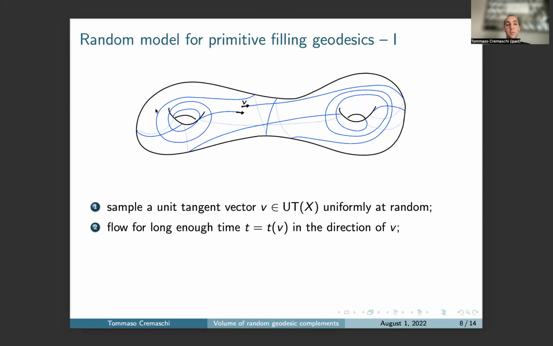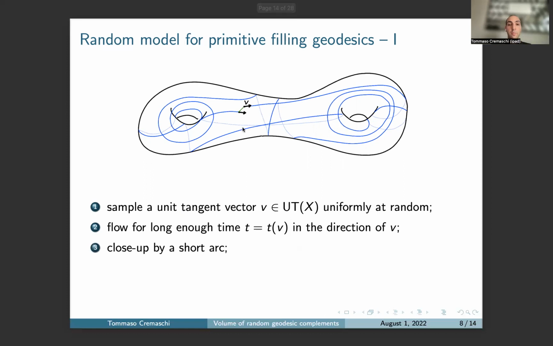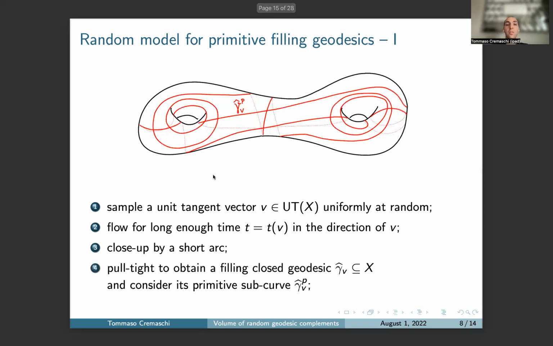So you go around the surface like this, so that at some point, which is what we're calling this T, you come back to a vector very close to the starting one, right? This vector is very close to this vector in the sense that it is close on the surface, and their direction is also close. And then you shortcut. You draw a little geodesic arc that connects them. So this now gives you a loop, which you then pull tight to obtain a filling geodesic.